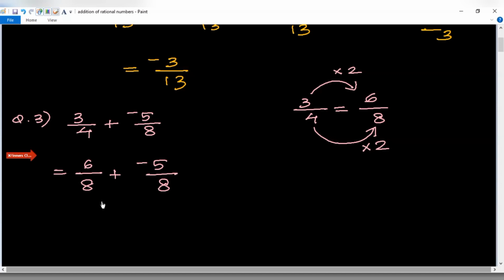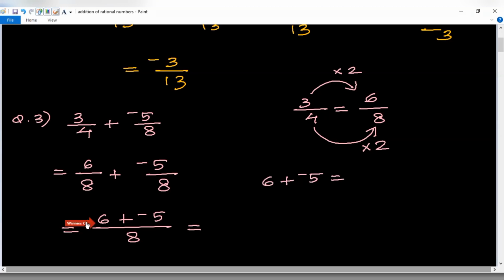Now see, the denominators are the same. So we can just add the numerators together. So it is 6 plus minus 5 all divided by 8. See here in the numerator part, 6 plus negative 5. We are adding a positive number with a negative number. Okay, and here the bigger one is positive. So the answer is positive, and then we have to subtract 6 minus 5, that is 1. So the answer is 1 by 8.